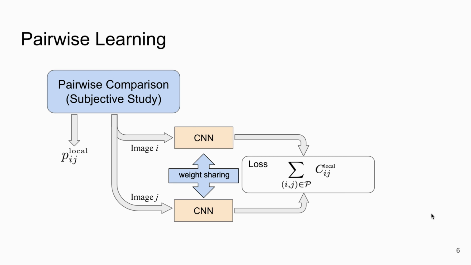This diagram shows the RankNet framework. Note that the local empirical probabilities are used as labels in the cross-entropy loss, and image pixels are used as input to the CNN model. The CNN model is trained through weight sharing. The output of the CNN is the probability of preferring image I over image J.